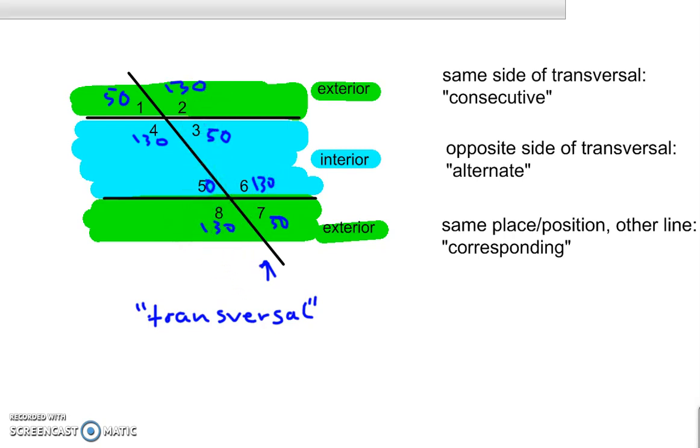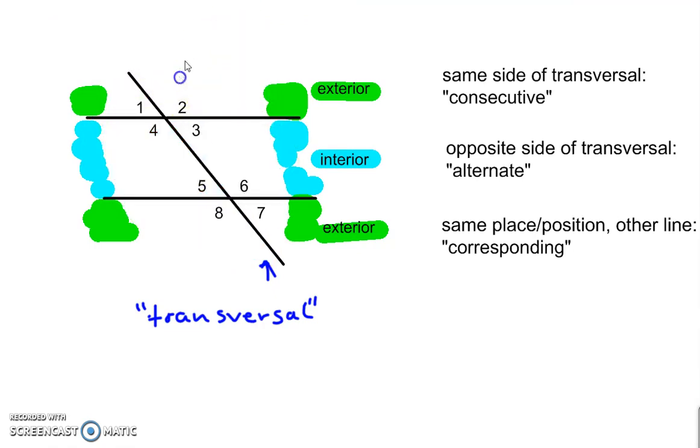You might see a problem where they don't give you all that information. They just tell you this angle right up here is 130, and angle 5 is 2x minus 10. So then, first thing you could do is just figure out what's the measure of those. Or you could say these two angles have to add to 180 because 1 and 5 are the same. They're corresponding angles. And those two add to 180, so that's 50. So then you can do 2x minus 10 equals 50.